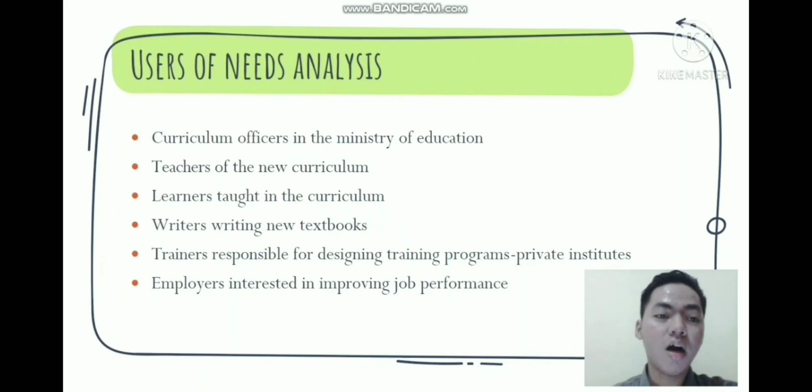There are six users of needs analysis. Number one is, curriculum officers in the Ministry of Education. Number two is, teachers of the new curriculum. Number three is, learners taught in the curriculum. Number four is, writers writing new textbooks. Number five is, trainers responsible for designing training programs in private institutes. And number six is, employers interested in improving job performance.